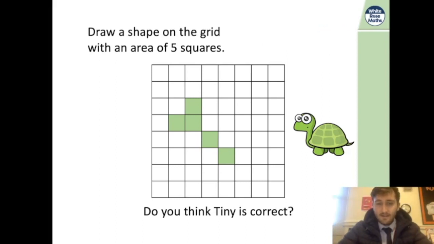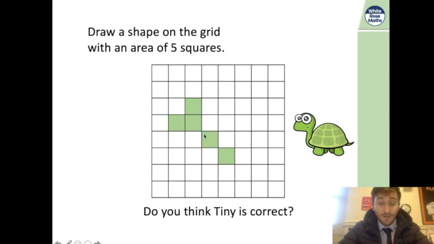Okay, so again, these shapes, even though they are technically connected by the corners, this does not make this shape five, this area five squares. These shapes need to be connected by the sides. So one of the sides needs to be touching the shape. So therefore this area would only be three.